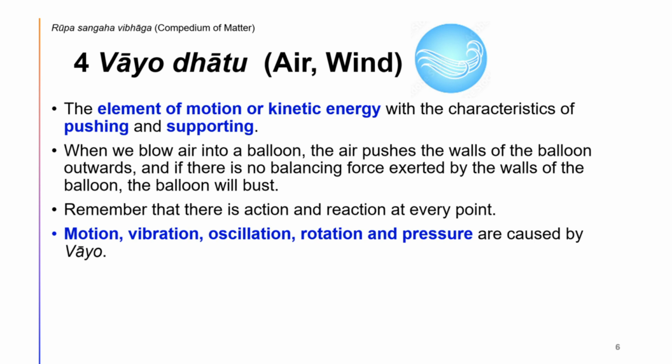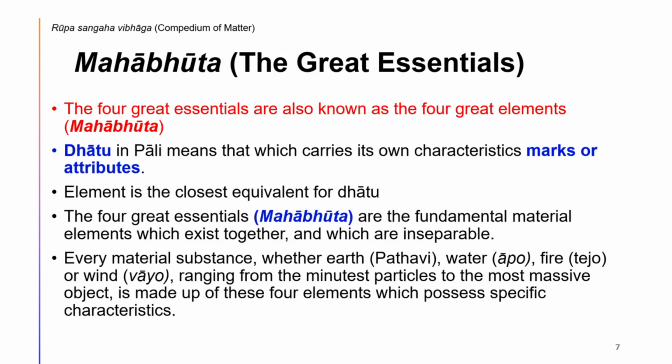So in our physical world, we can see motion, like the spinning wheel, vibration, oscillating, circling and making noise. Oscillation, rotation and pressure are caused by the air element. The air element will cause all these things we notice in our physical world. So these four great essentials are known as the four great elements, or the four Mahabhutas.